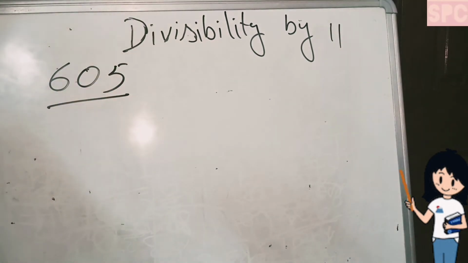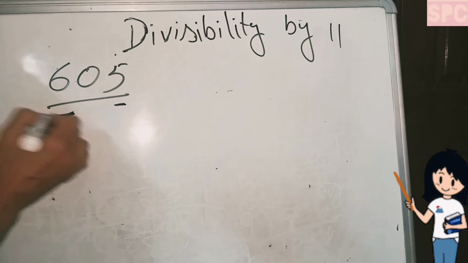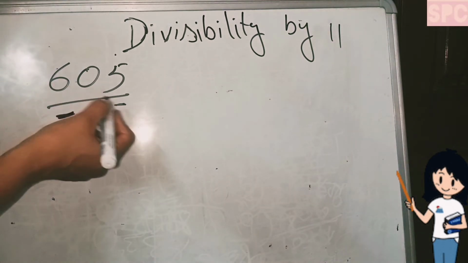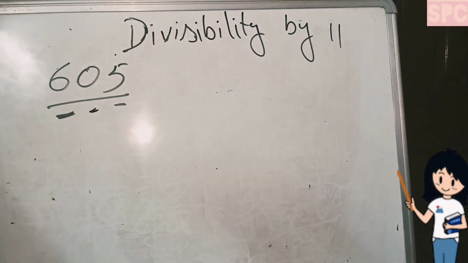605. This is the number. Now, the sum of digits at odd places minus the sum of the digits at even places. Odd places means the first place and third place. The second place is the even place.